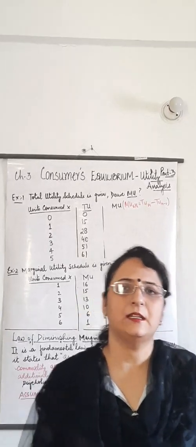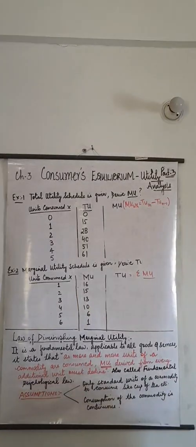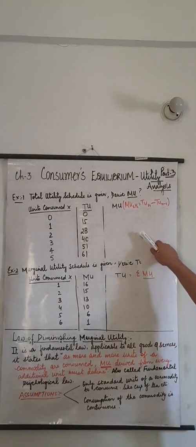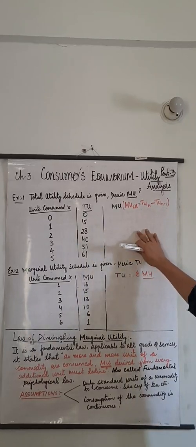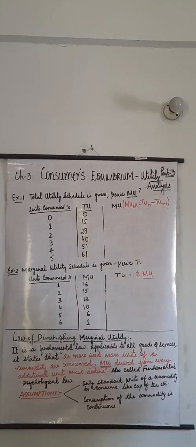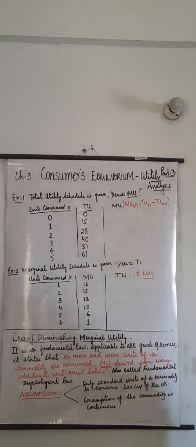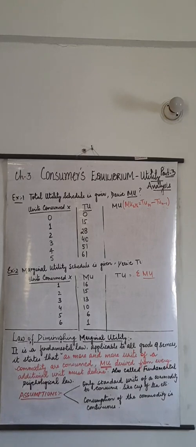So moving ahead, students, this is an example saying this is a total utility schedule and you have to derive MU, that is marginal utility. Before solving this, I would like to give you a quick review of what is utility and other concepts so that you recall them and can do these sums.